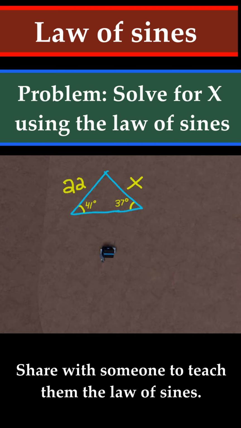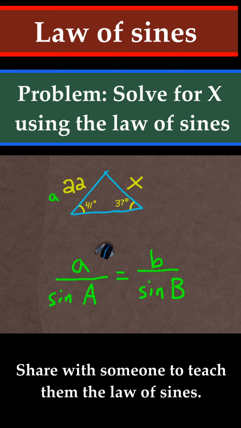So the law of sines says that if you have side A divided by the sine of angle A, where big A is the angle opposite to the side A, that's also equal to another side divided by the sine of its respective angle. So why don't I label a few parts in here? I'm going to call 22 A, because that's the side, and that means x will just be B.